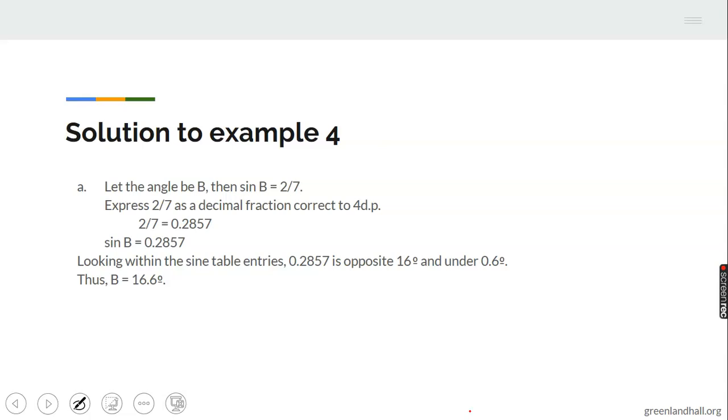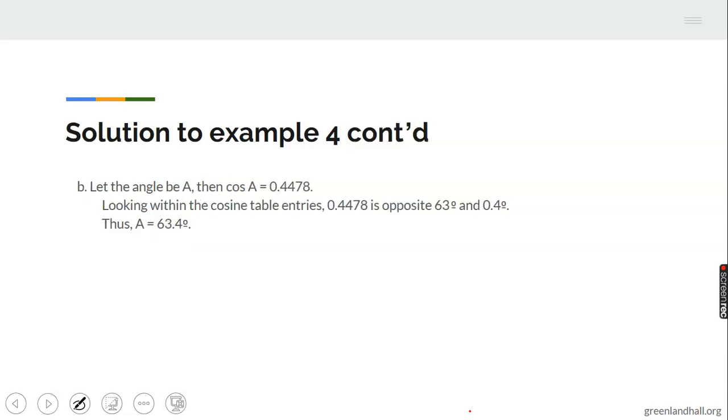It is under 16. 16 under 6, you have 2857. So that will be 16 plus 0.6. Under means 0, so you add it. That will be 16.6. So that is the angle.